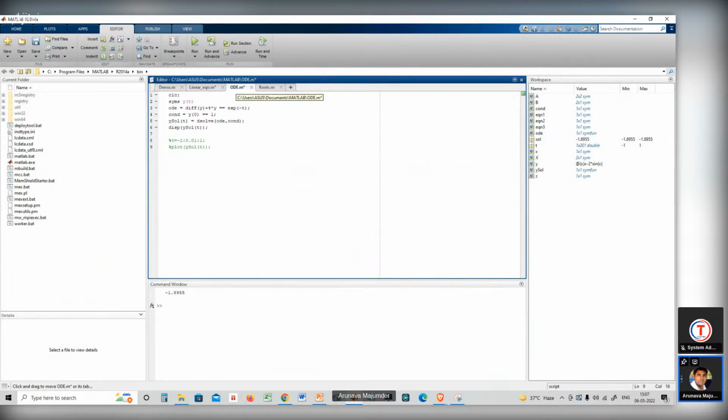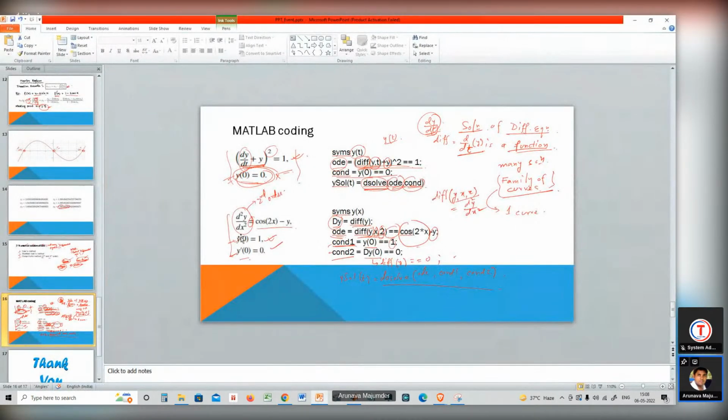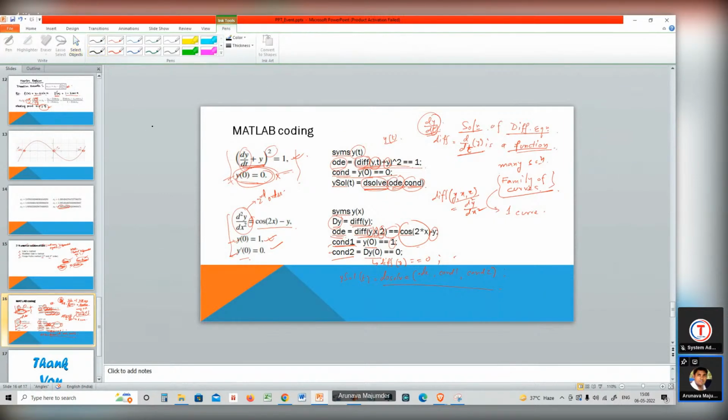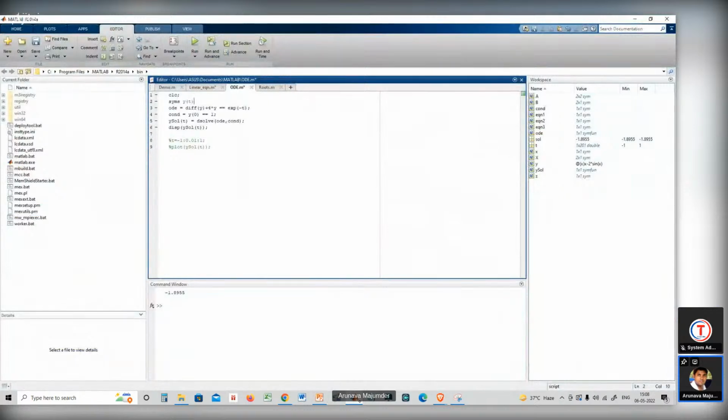So here you can see, what is this differential equation? This is an ODE: the differential equation is dy/dt plus 4y is equal to exp(-t). That is, the equation is like this.